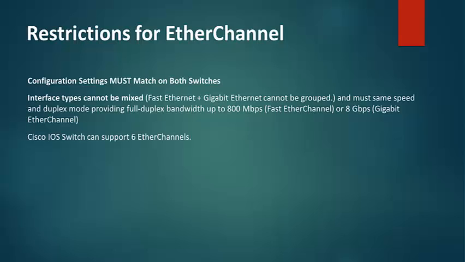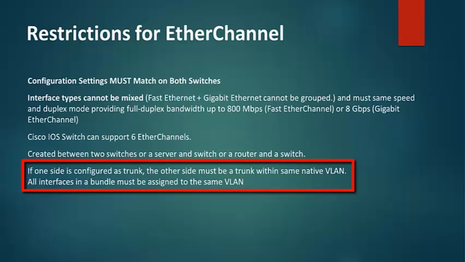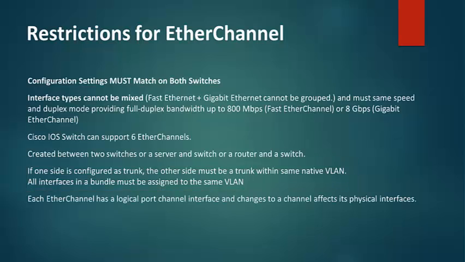A Cisco IOS switch can support 6 EtherChannels. It's created between two switches, or a server and a switch, or a router and a switch. If one side is configured as a trunk, the other side must be a trunk within the same native VLAN. All interfaces in the bundle must be assigned to the same VLAN. Each EtherChannel has a logical port channel interface, and changes to a channel affect its physical interfaces. So if the port gets shut down, all interfaces get shut down.